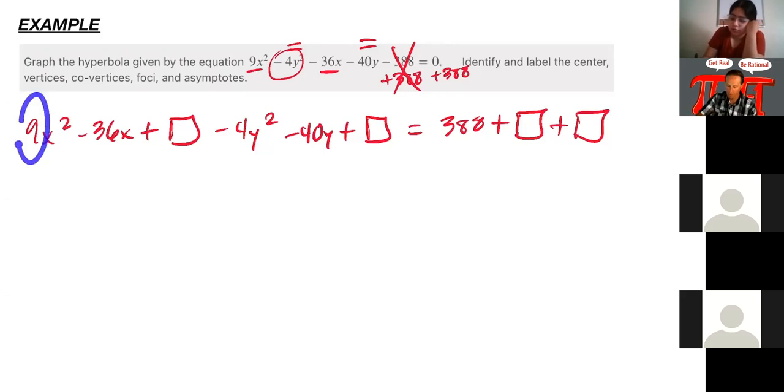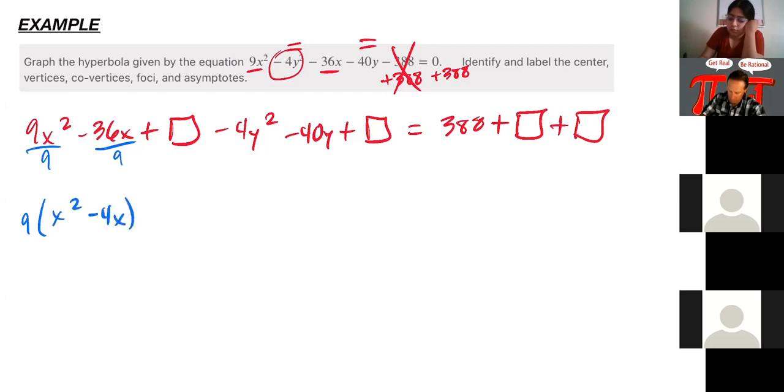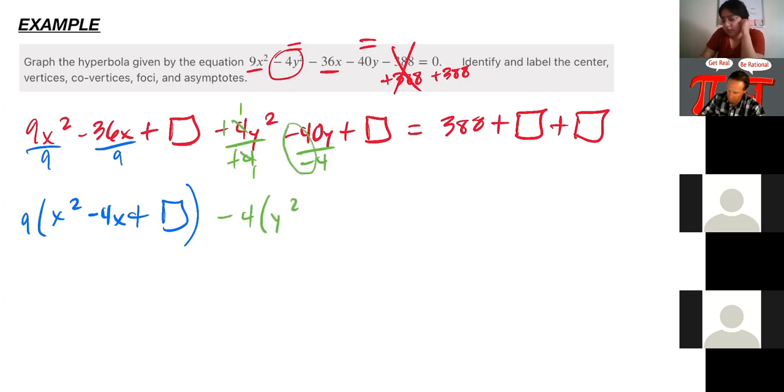But because there's a leading coefficient, what are we going to have to do first? Factor out that 9, which gives me x squared minus 4x. Then I'm going to have plus my box. And then over here, I'm going to do the same type idea, but I'm going to divide out a negative 4, which will give me my positive 1, my y squared. Careful, this is where most people make a mistake. That's now going to be positive 10y, and then plus my box.